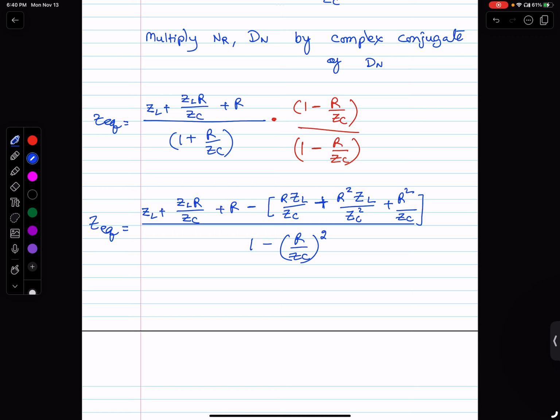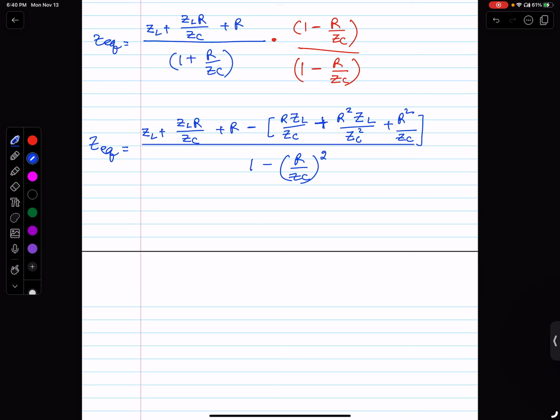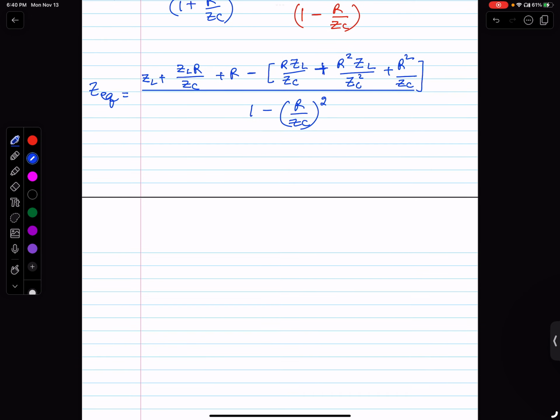Okay, everybody with me? Now we can simplify this. All of this, believe it or not, simply comes down to a lot of these cancelling. You see ZL R by ZC cancels negative ZL R by ZC, and then you will be left with a simpler expression. Z equivalent's denominator is simply 1 minus (R by ZC) the whole squared.